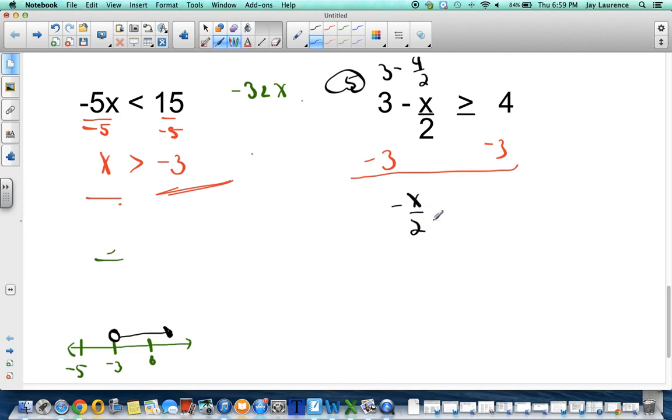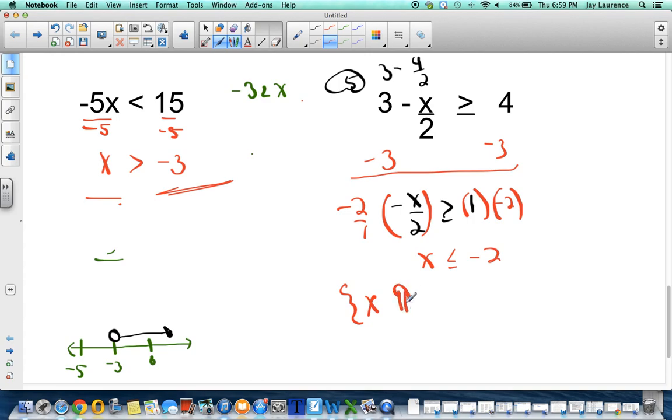X over 2. And then Lainey said I got to multiply by negative 2, right? Okay, so I'm going to multiply by negative 2 over 1. So nothing there is going to change. And so I'll get a negative 2 here. The 2's will cancel, the negatives will cancel, I'll be left with an x. But the greater than or equal to switches to a less than or equal to. All right, so my solution set is x is any real number such that x is less than or equal to 2.